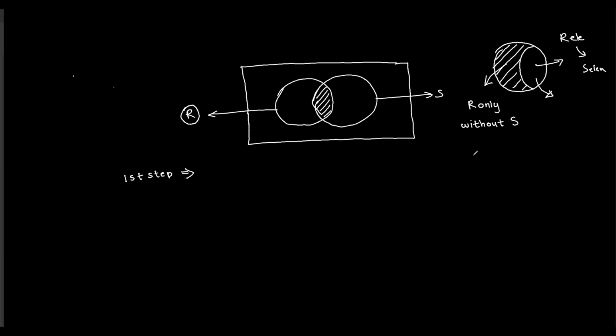And if I use set difference between R and R only without S, what will be the output? Definitely, the output will be R intersection S. Why? This will be remaining. That's the idea I'm going to use here.